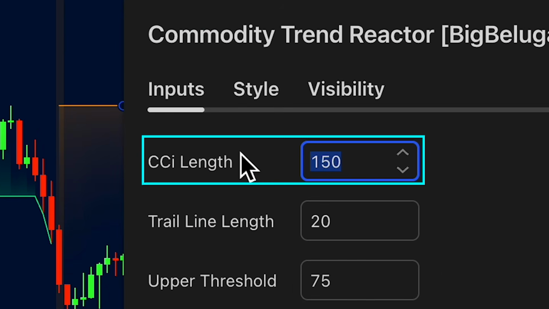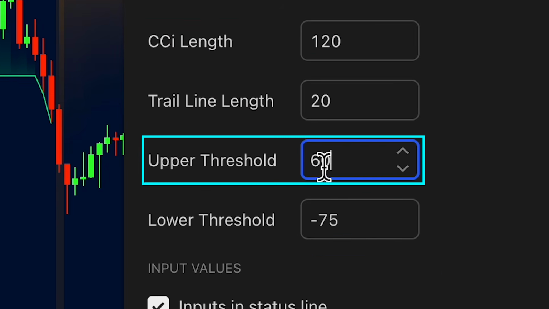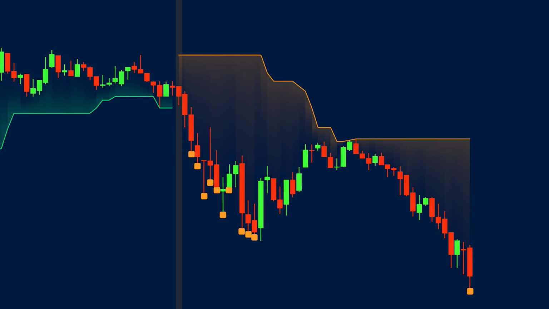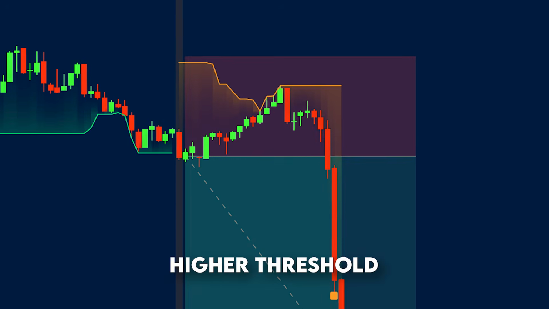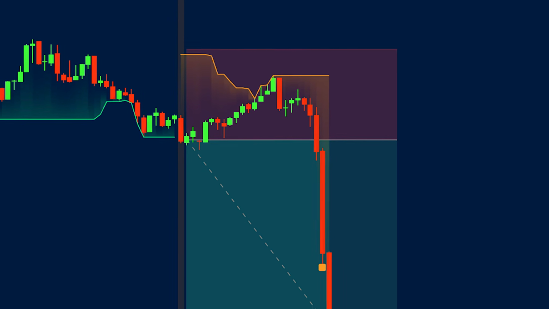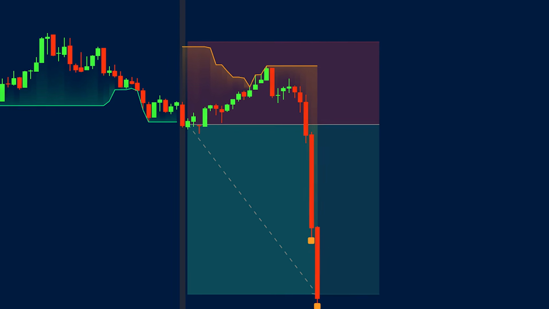For crypto, this is where it gets interesting. You'll want CCI length at just 120 and thresholds at plus or minus 60. Crypto momentum never sleeps, so you need faster settings to catch whale movements early. Plus, higher threshold levels because crypto's natural volatility creates stronger baseline momentum readings than traditional markets.